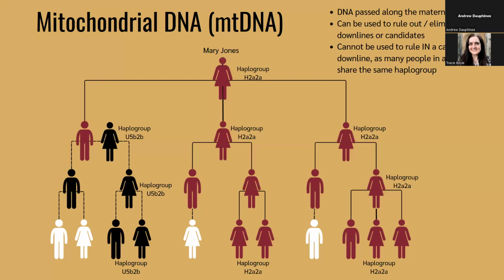So this is a quick example to illustrate how this can be applied. Our Jane Doe is likely a great-grandchild of Mary Jones. Since we know that Jane Doe's mitochondrial haplogroup is H2A2A, we can exclude any downlines with a mitochondrial haplogroup of U5B2B, indicated in black, or those who do not inherit H2A2A, indicated in white. While you will not have information for every DNA tester, when the information is provided, it can be extremely helpful.